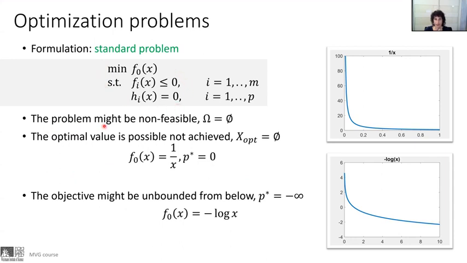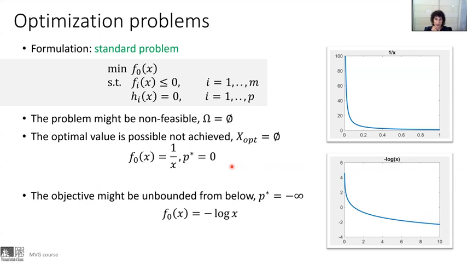As I said before, the problem might be non-feasible, which means that the constraints do not intersect and the feasible set is empty. Let's take another example. For 1 over x, P star is equal to 0, but the optimal value is not achieved because the function does not attain it. At the limit we have 0, but the function does not attain it. Another example, the objective might be unbounded from below, which means that P star is minus infinity, like what we have here, for example, minus log x.